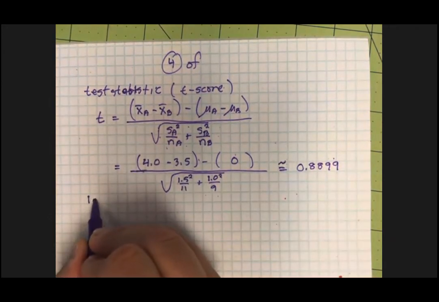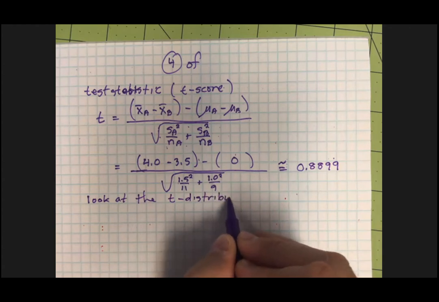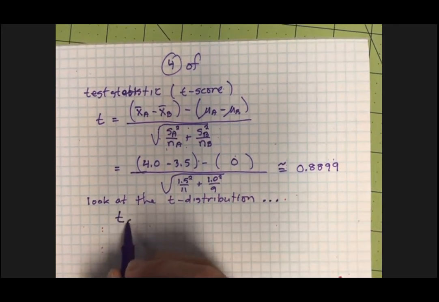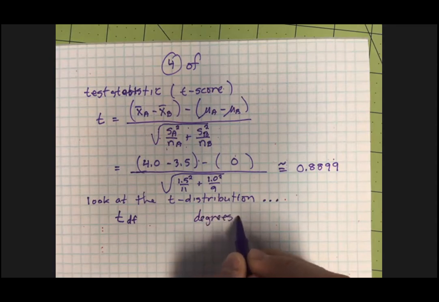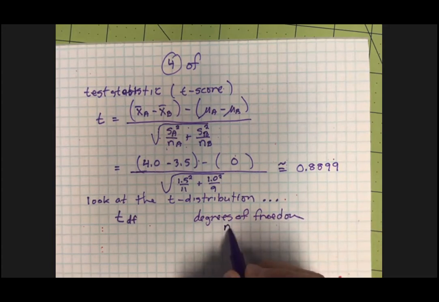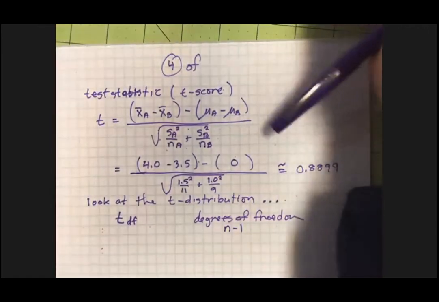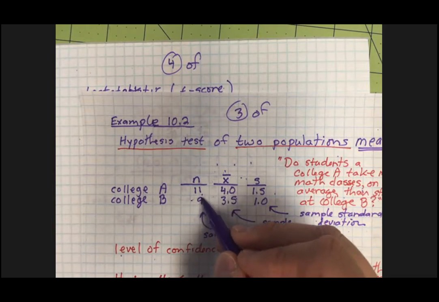Okay, so now let's look at the t distribution. But wait a minute, the t distribution depends on the sample size, the degrees of freedom. Right, which is n minus 1, sample size minus 1. But which sample size should I choose? Oh, let me get my paper back over here. Remember, I took a sample of 11 people from college A, 9 people from college B. Should I use the 11? Should I use the 9?